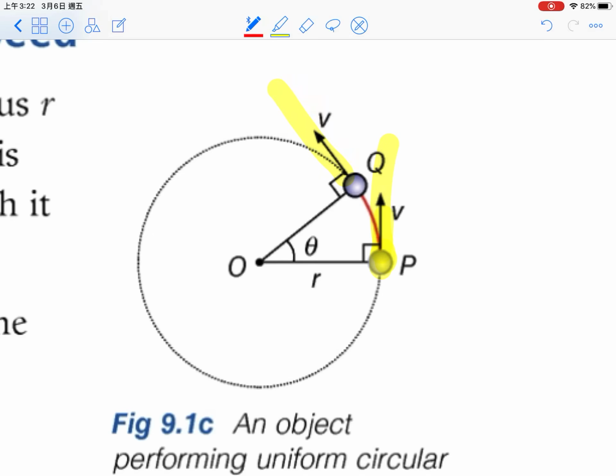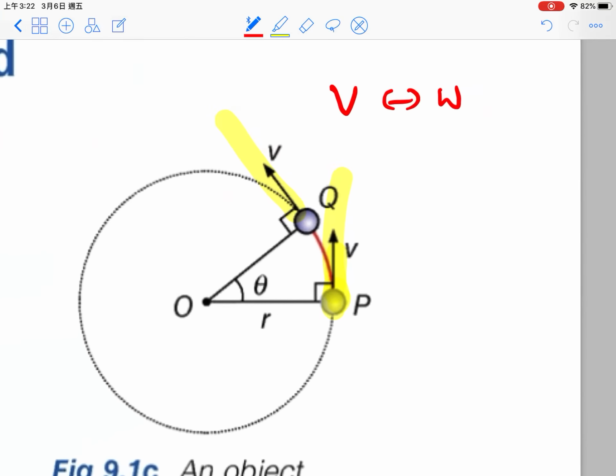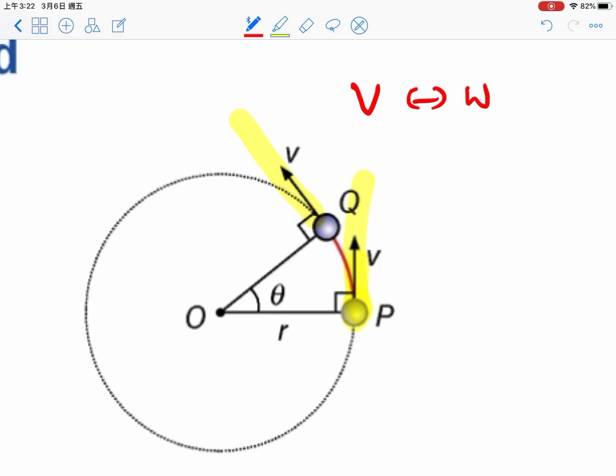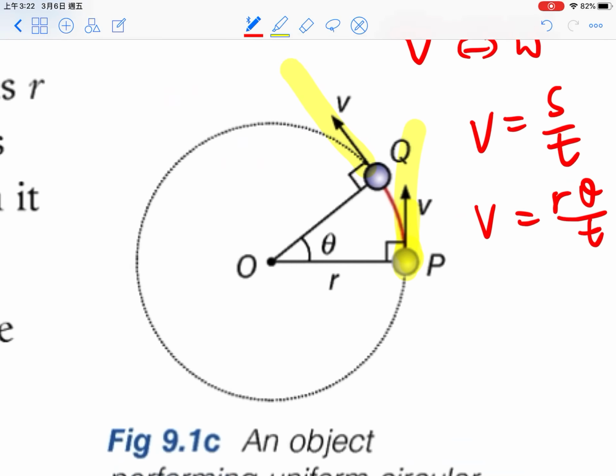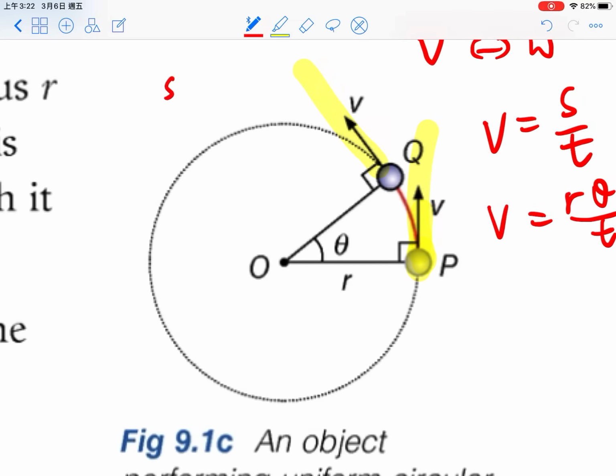So what is the relationship between linear speed and omega, angular speed? We need to find it out. We know speed is equal to distance over time, and we have learned s equals r theta.